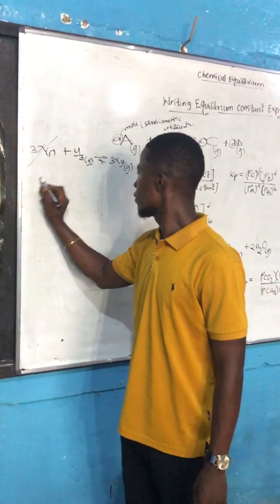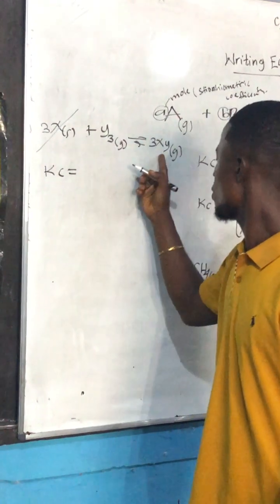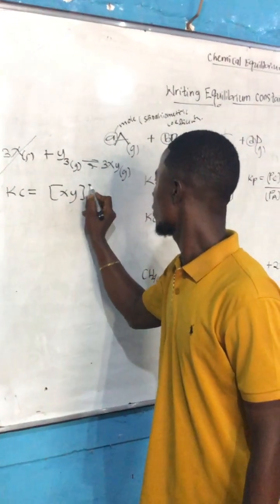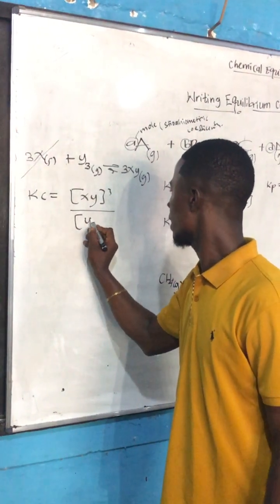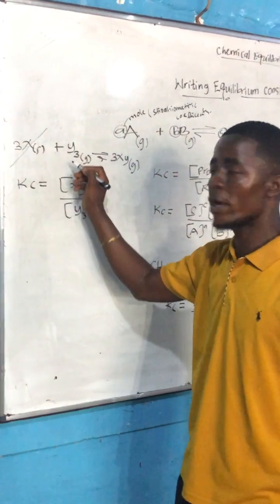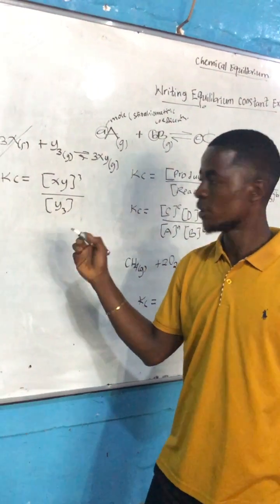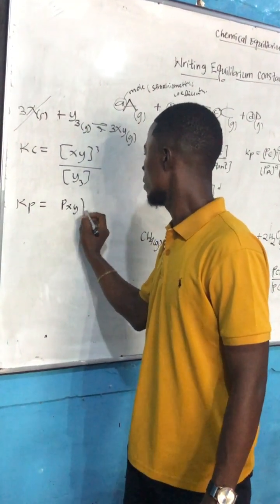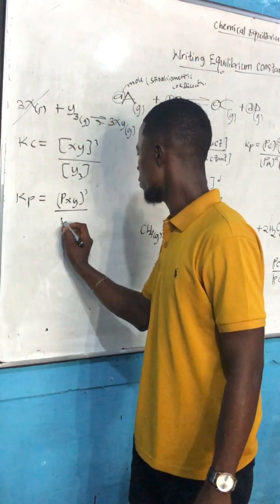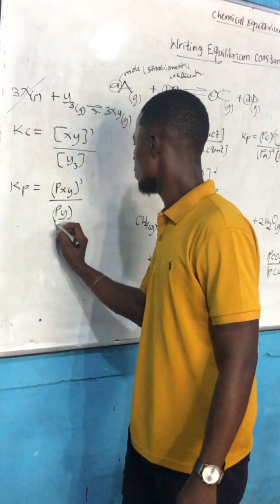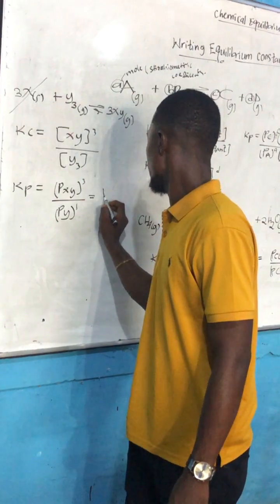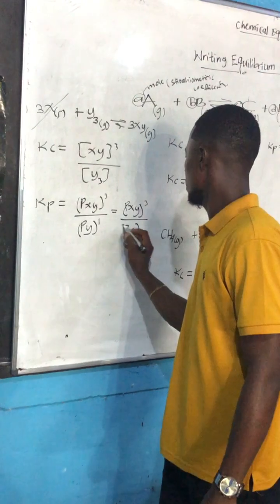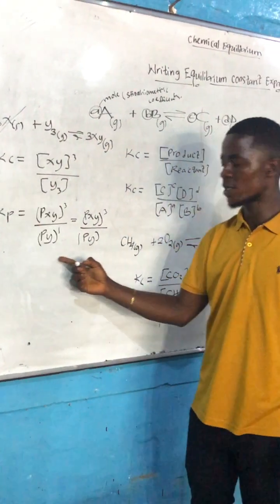And then, to write the equilibrium constant expression, we say Kc is now equal to the concentration of XY raised to the power of 3 all over the concentration of Y. Here, we have 1, but we don't normally write 1. So in terms of Kp, say it's a pressure, that is the partial pressure of XY raised to the power of 3 all over the partial pressure of Y raised to the power of 1, which is then seen as the partial pressure of XY raised to the power of 3 all over the partial pressure of Y. So this will be in terms of Kc, and this will be in terms of Kp.